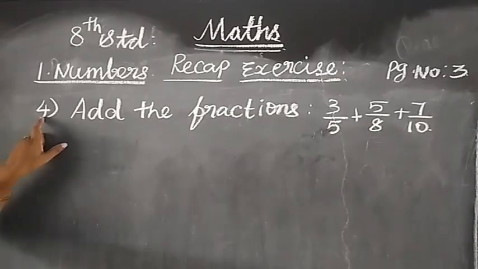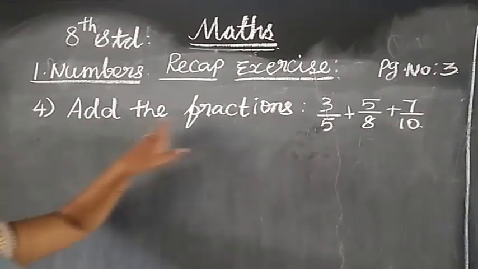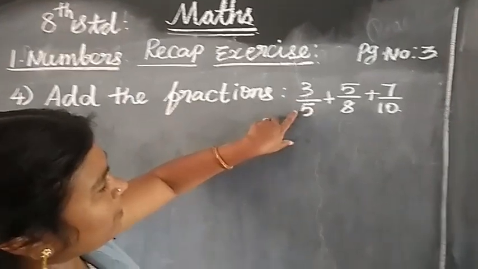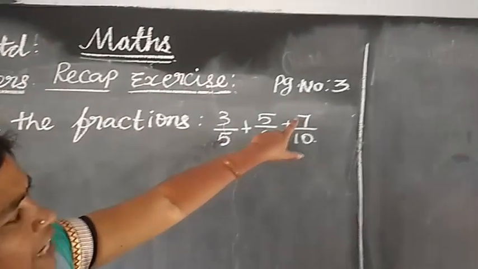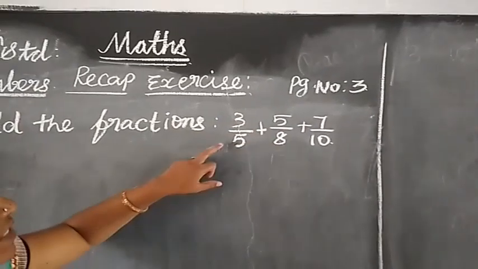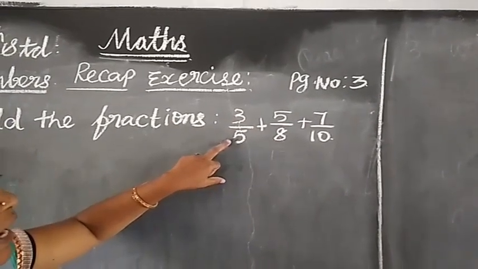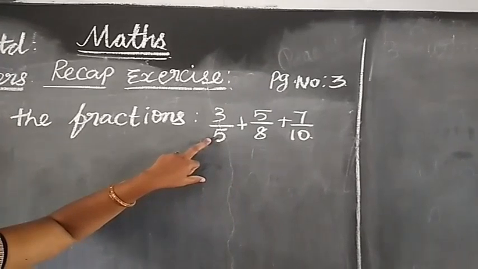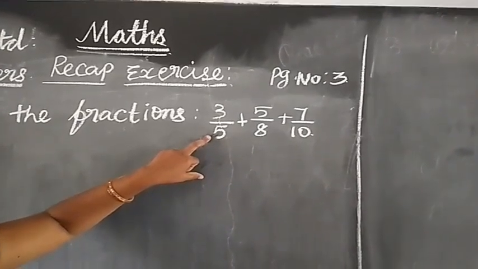Now we are going to see the fourth sum. Add the fractions 3 by 5, 5 by 8, 7 by 10. These fractions are also unlike fractions, so we are not able to add them. So we must change the fractions into like fractions.